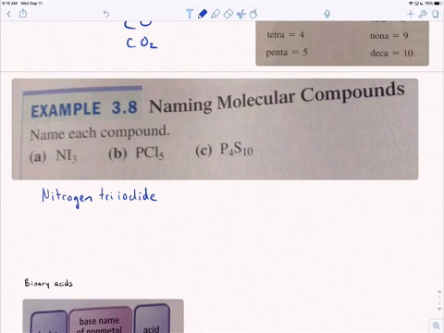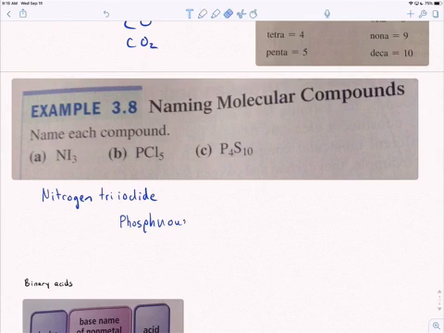Okay, next one. This is phosphorus and 5 chlorides. This is phosphorus pentachloride. So, how do you spell phosphorus? I always misspell phosphorus. Phosphorus. O-R-U-S, yes. Phosphorus and pentachloride. So penta is 5.